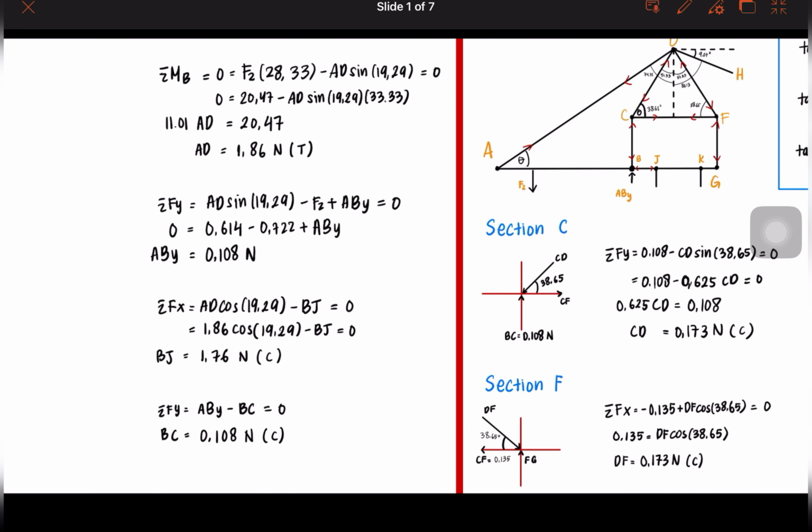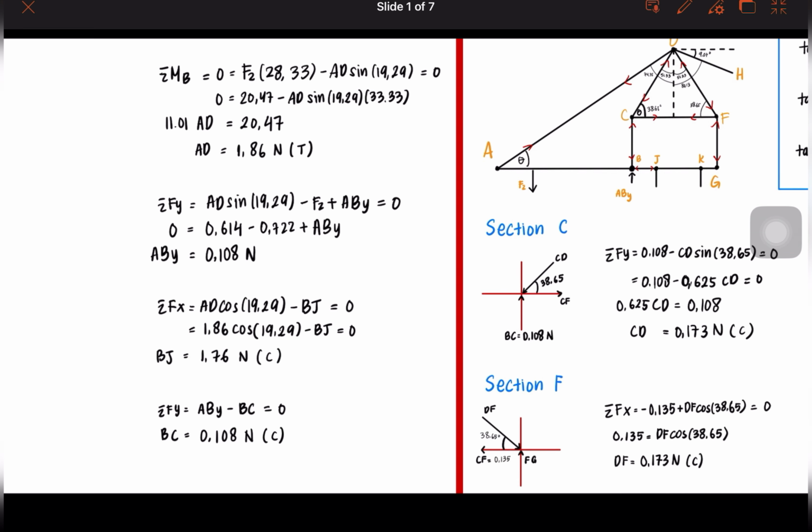Now we are going to move to section C. Here, in section C, we have CD, CF, and BC. Now we know the BC force is 0.108 Newton, and the unknowns are CD and CF. But we can find the angle of CD and CF, which is 38.65. With that, we can use sigma Fy equals 0 and sigma Fx equals 0.